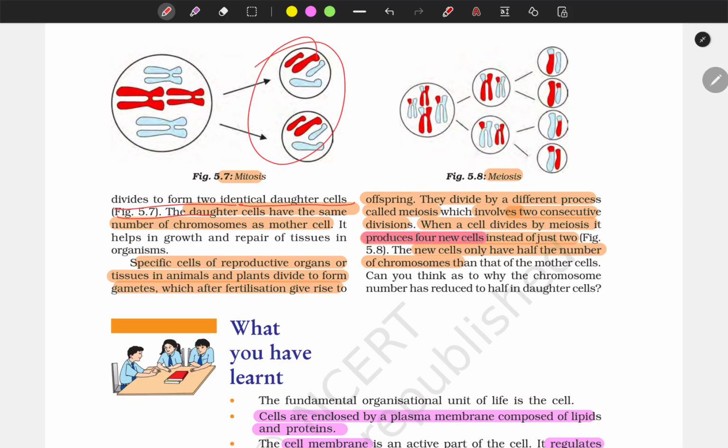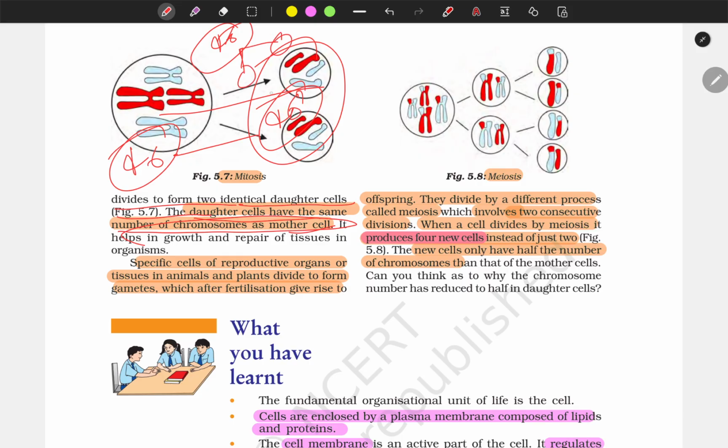They are identical because they contain the same number of chromosomes. The daughter cells have the same number of chromosomes as the mother. Suppose it has 46 chromosomes, the daughter cells will also have 46 chromosomes. Like humans have 46, if my skin cell has 46 chromosomes and divides into two skin cells, these baby skin cells will also have 46 chromosomes each.